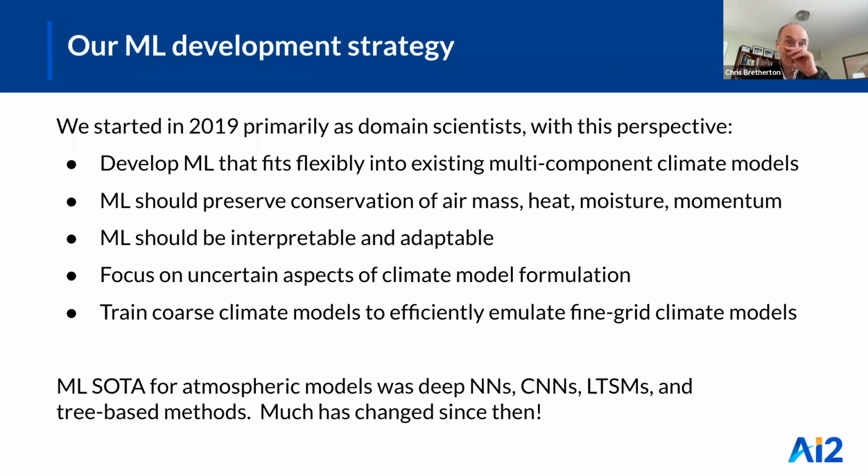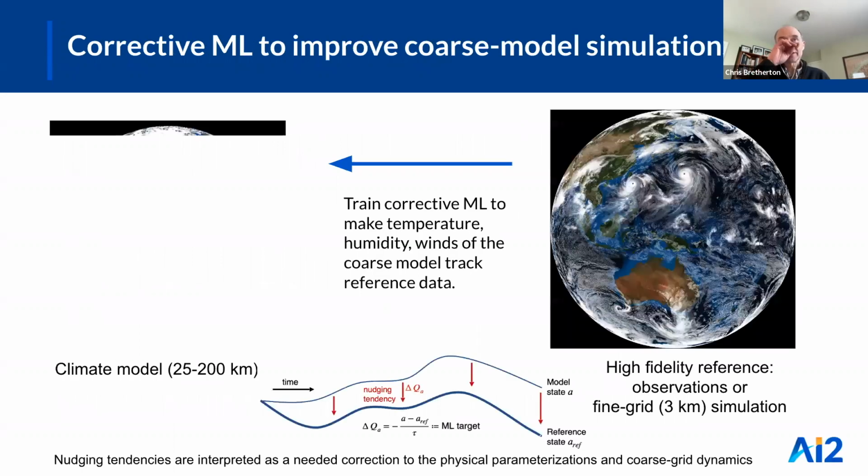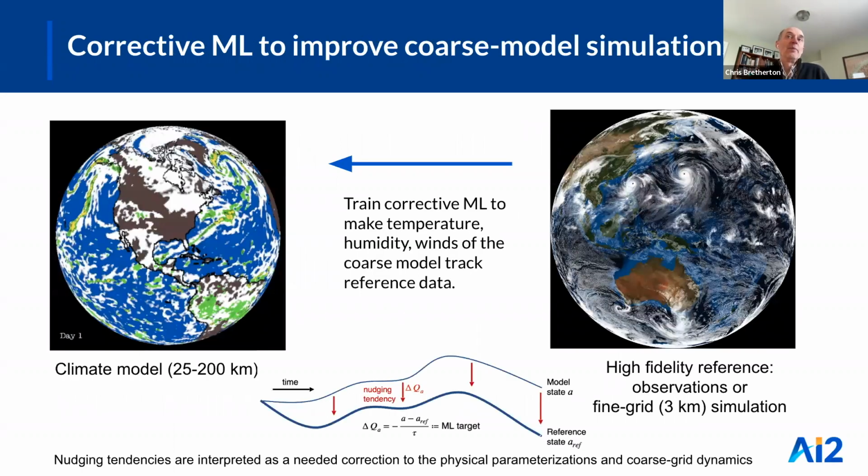And when we started, the state of the art was a lot different than it is right now. It was relatively simple. We had deep neural nets, convolutional neural nets, long short-term memory systems, and random forest-based methods. And there's been a huge amount that's changed since then, but it's important to appreciate that when we started, there wasn't a lot going on yet. So our approach is relatively simple-minded, I guess I would say, from the machine learning point of view, but it has the advantage of being relatively easy to understand.